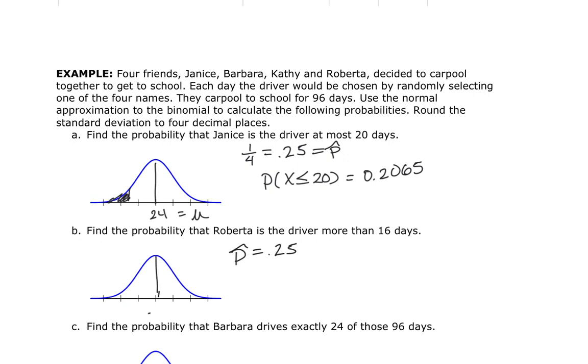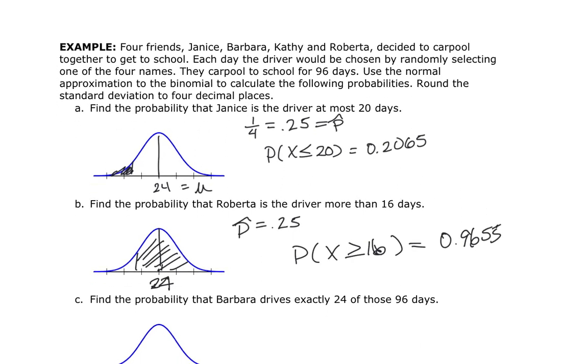Here's where my mean is. This is 24. And we want to know the probability of X being greater than or equal to 16. Remember, greater than or equal to, or just strictly greater than, is the same thing because this is continuous. So now I'm going to put in my a value of 16, and I'm going to choose the right tail. So the probability that Roberta is the driver more than 16 days, rounded to 4 decimal places, is 0.9655. So it's a high probability that she will have to drive more than 16 days.